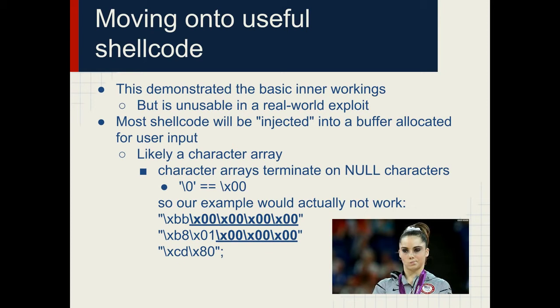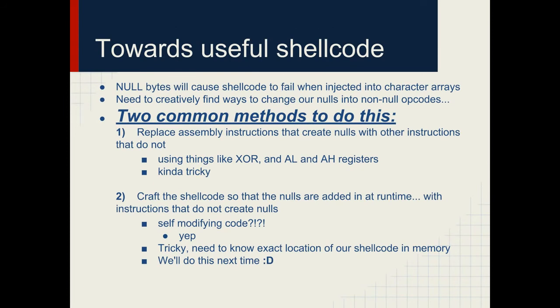So null bytes are a specific problem for string copy and often array-oriented copy operations. Anything that relies on terminating on a null byte or any other terminator has this style of problem. So this would be completely unusable in a real-world exploit. So there are 2 common methods to get around this.